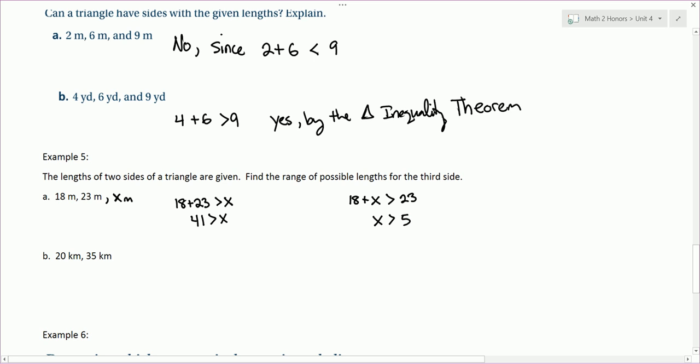So this gives us the limits on the third side. x has got to be bigger than 5 and at the same time smaller than 41. To put that together as a compound inequality, we could say x is between 5 and 41. Pick anything in between: 5.1, 40.9, 10, 21, all those would work for x, as long as it's between those two numbers.